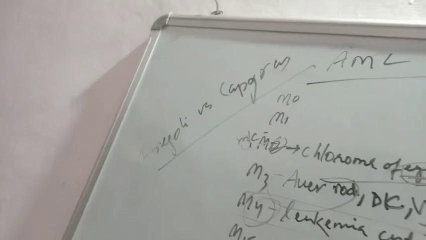About Fregoli versus Capgras. You have studied it in Psychiatry, Fregoli versus Capgras syndrome. This is about a man who takes a familiar person to be a stranger, or considers a stranger to be a familiar person. So that is Fregoli and Capgras. So which is which? So, cap.